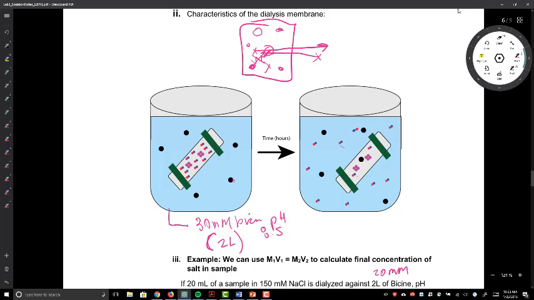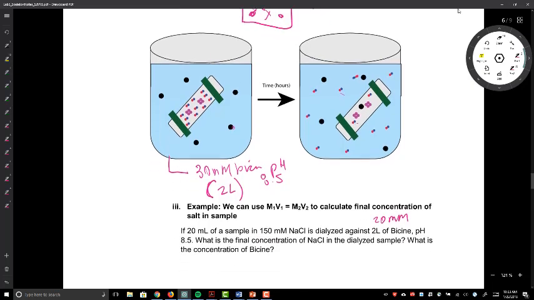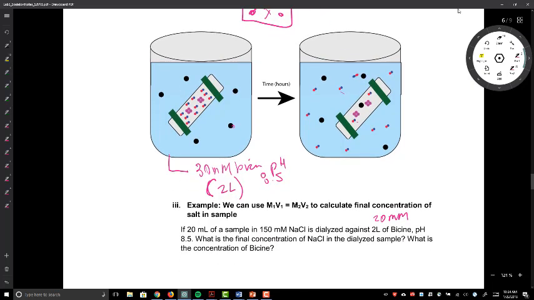As a result, the bicine is the same concentration inside and outside of the membrane, which is exactly what we do. We make our dialysis buffer on the outside the same as the resuspension buffer, so that's going to stay the same. But you're going to find that the ammonium sulfate is going to leave the bag and go into the solution, so it equilibrates, and the result is that the concentration of the ammonium sulfate in the dialysis bag is going to be diluted. We can figure out the extent to which it's diluted using the M1V1 equation.